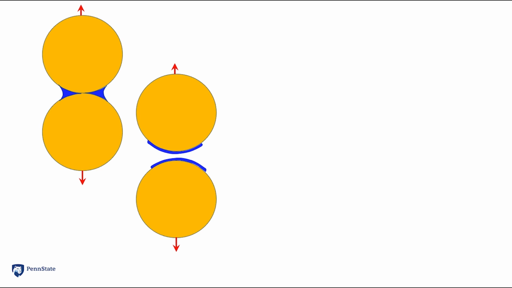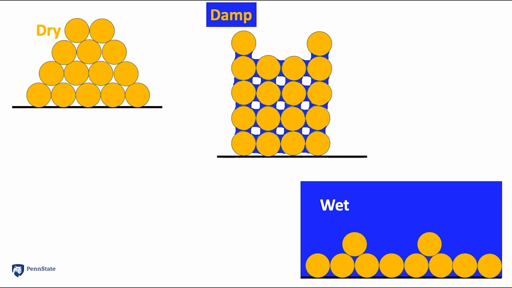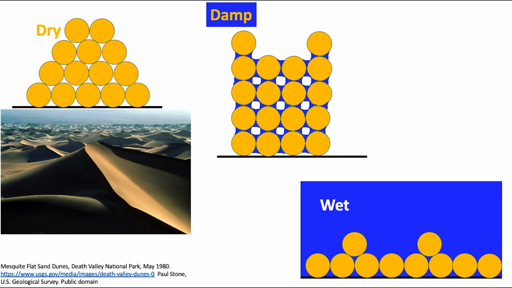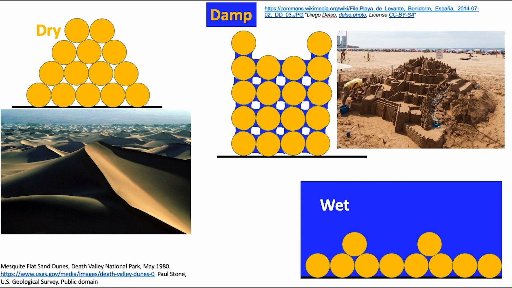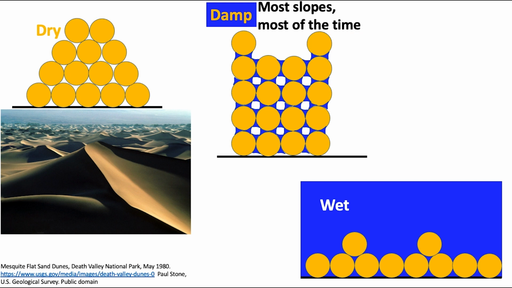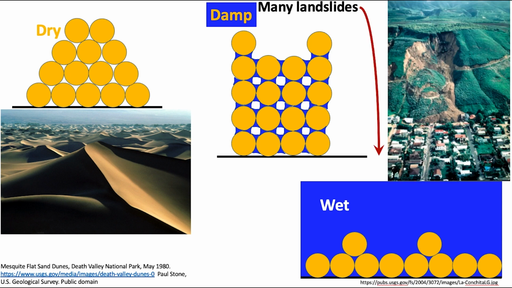And so the strength of the water sticking to the sand can hold up a sandcastle, or it can hold up most of the hillside slopes on the earth most of the time. So here are our three: dry, which might give you a sand dune, and damp, which can give you really spectacular sand castles, and holds up most of the slopes on Earth most of the time. But when you make them really wet, they may make landslides and run down the hill, and that's not good if you're in the way.